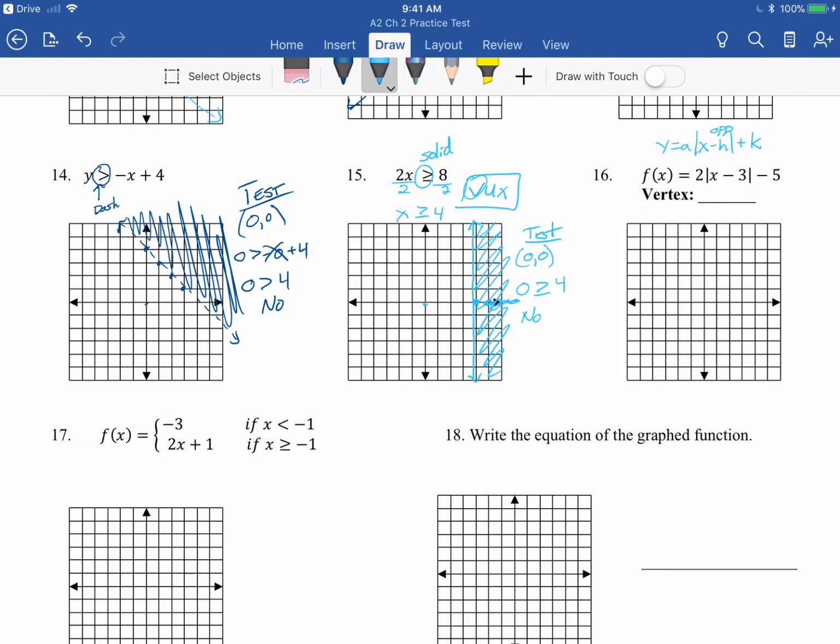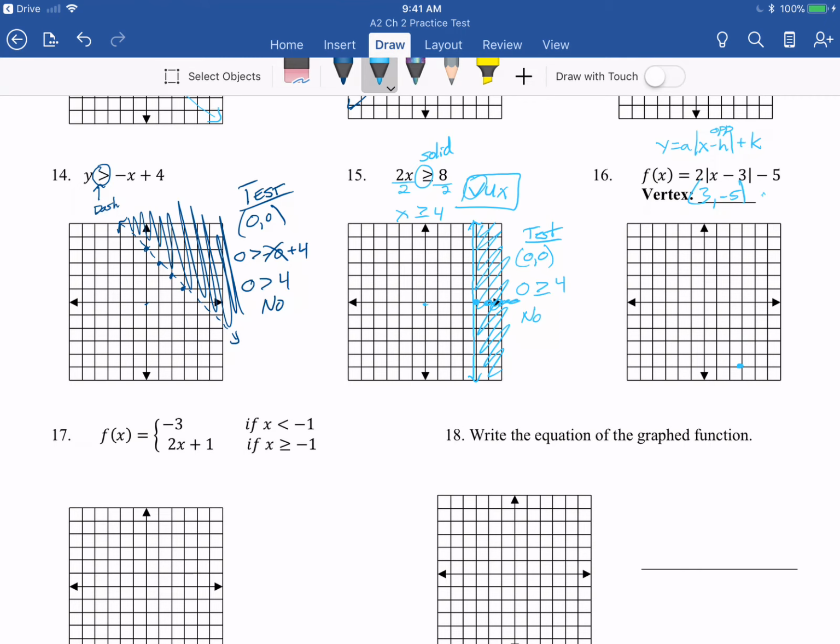So my h is the opposite of what it looks like. So this is 3, negative 5 is my vertex here. So 3, negative 5 is my vertex. So I go over 3, 1, 2, 3, down 5, 1, 2, 3, 4, 5 is right there. And then that a is pretty much my slope that I walk to the right.